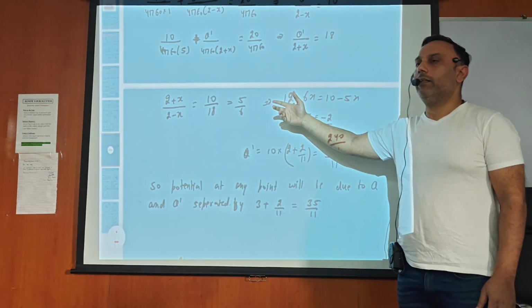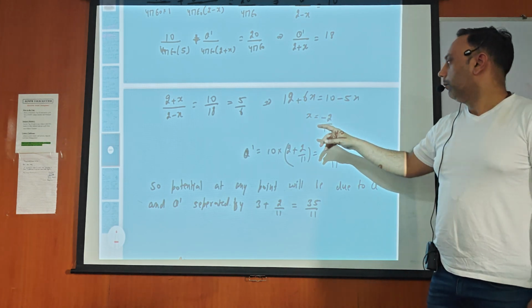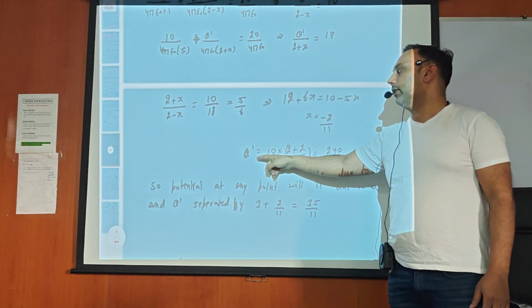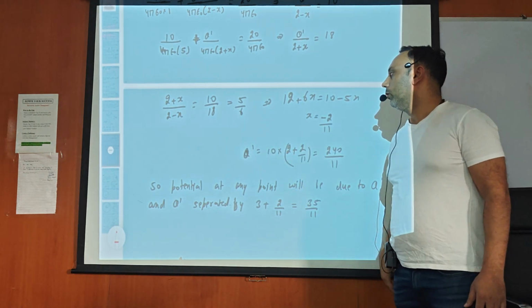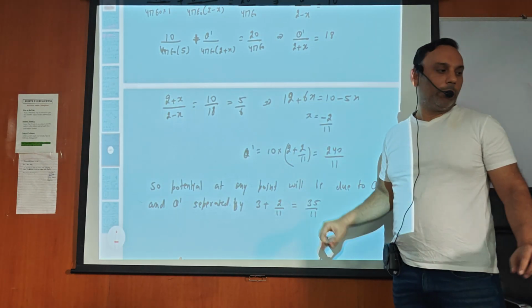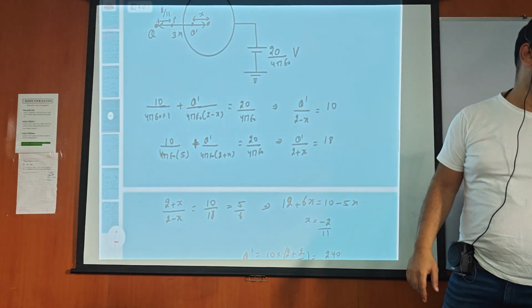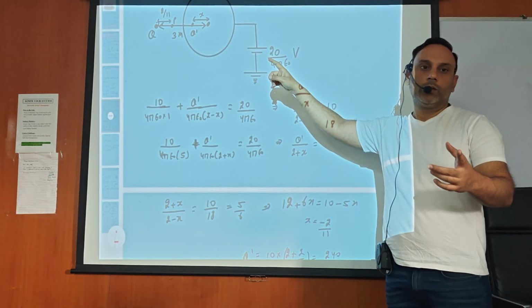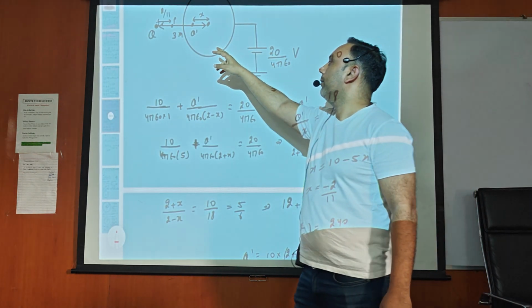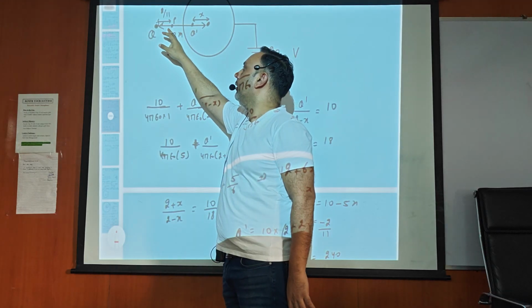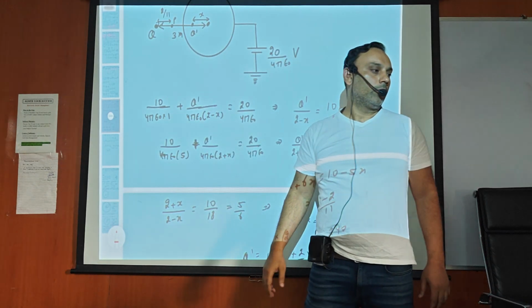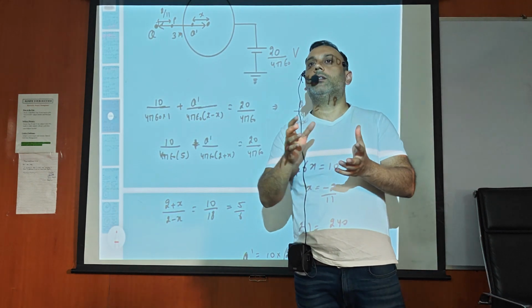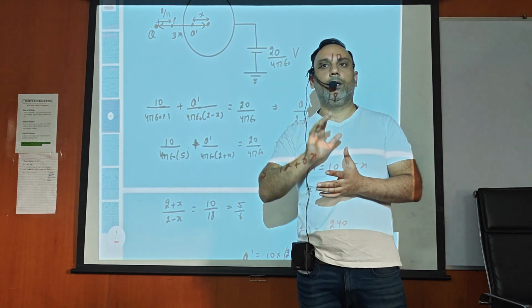As I said, the calculation, okay, no problem, but see the concept. So x I am getting, then q dash I am getting. After getting x and q dash, I can find the potential at point P. So at point P we are getting the potential due to q and q dash. Calculations you can do by yourself, but the concept I explained.